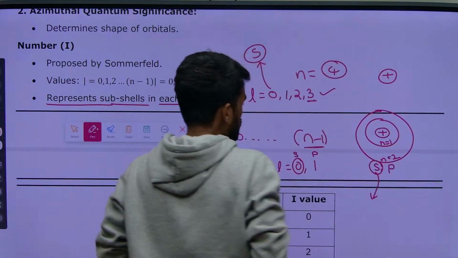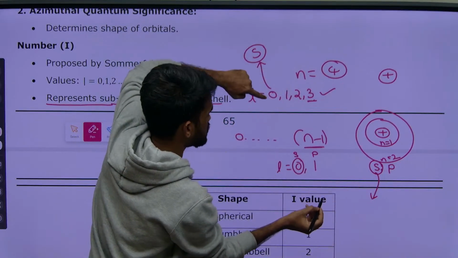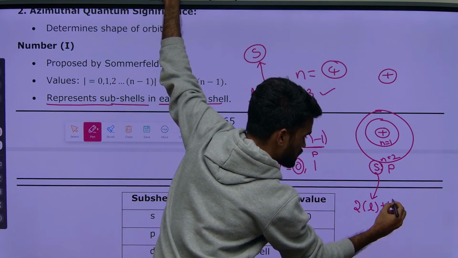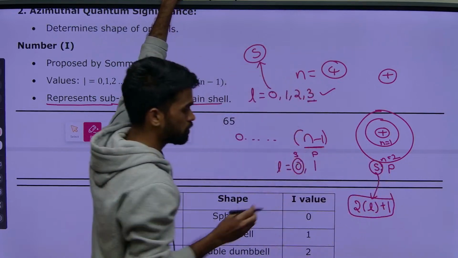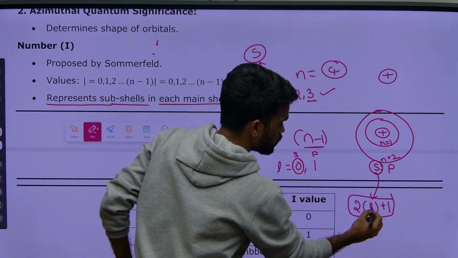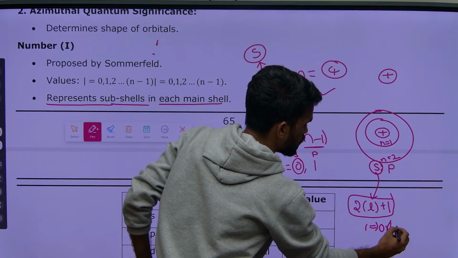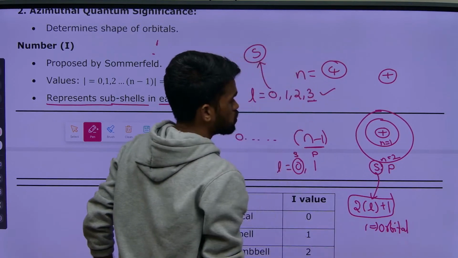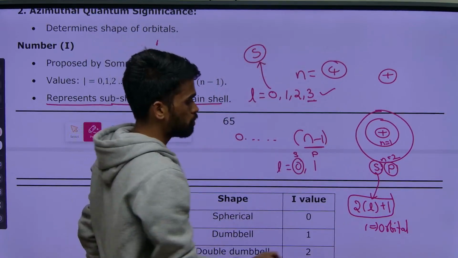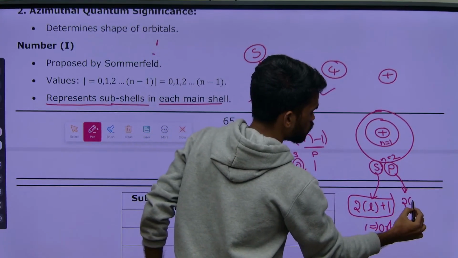Now what are the orbitals possible for s subshell? It depends on its l value. 2l plus 1 indicates the number of orbitals in a given subshell. How much l value do we have here for s? It is 0, no? So 2 into 0 plus 1, you will get 1 orbital. So in the s subshell, 1 orbital will be there. In the p subshell, how many orbitals will be there? l value for p is 1. So 2 into 1 plus 1.